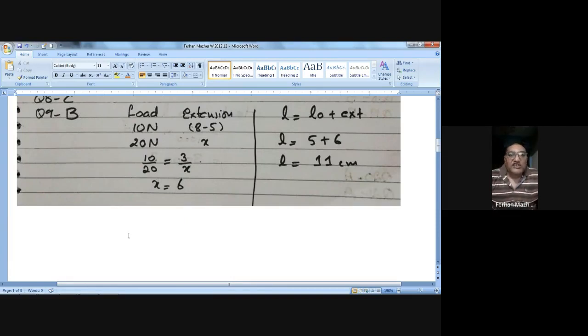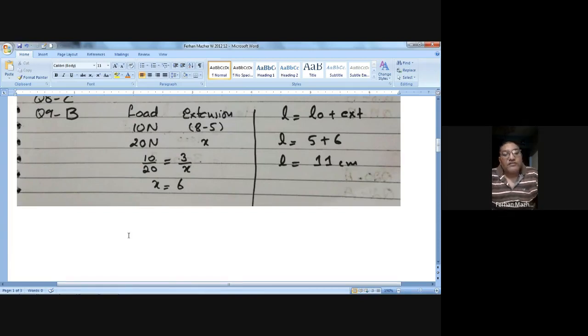But the question is, what will be the new length? The new length will be L naught plus extension. L naught, the unstretched length, is 5, plus extension is 6. So the answer is 11 centimeter. It means when you hang a 20 Newton load, the length of the spring will be 11 centimeter.